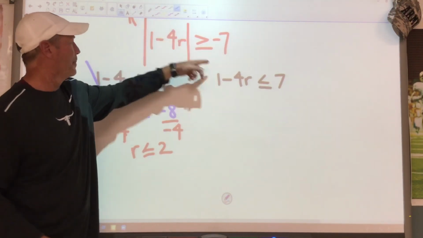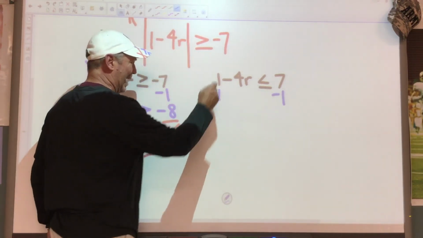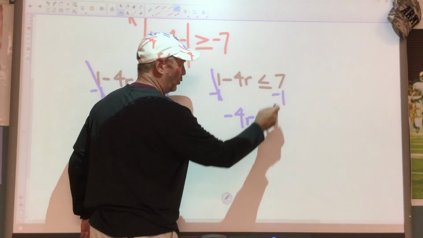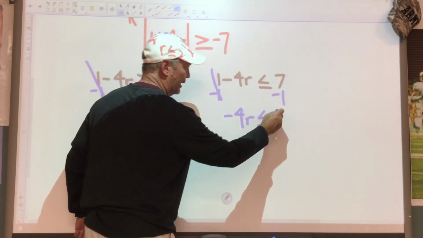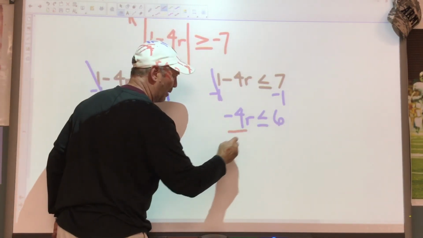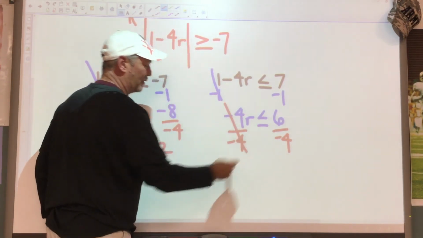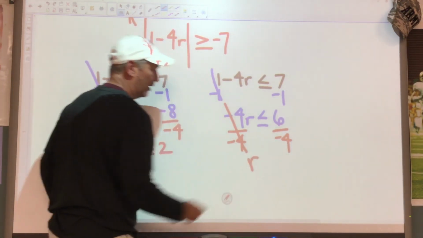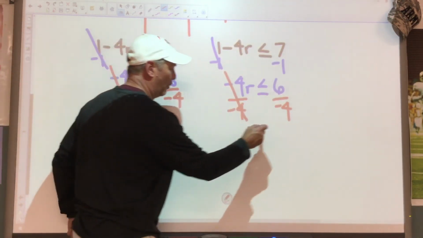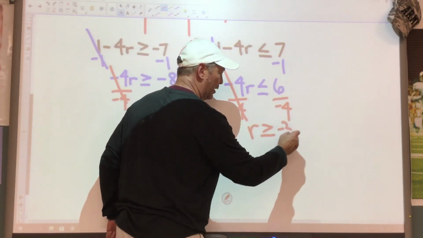Doing the math on the second one. -1 minus 1 cancels. -4r less than or equal to 7 minus 1, which is 6. Be careful. Going to divide by -4 again. This is going to cancel r. Since we divided by a negative, we're going to flip the symbol and we're going to reduce this. This is going to become -3/2.